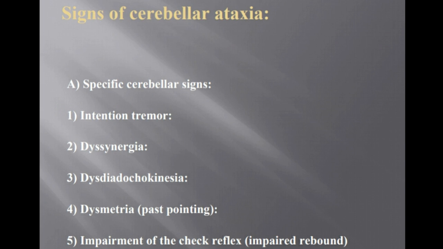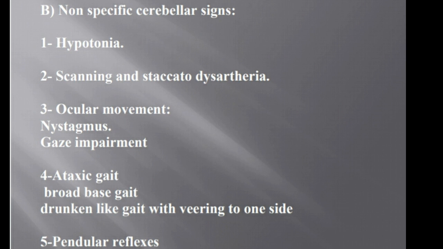The specific cerebellar signs are intention tremor, dyssynergia, dysdiadochokinesia, dysmetria, which means past pointing, and impairment of the check reflex or impaired rebound. The non-specific cerebellar signs: hypotonia, scanning and staccato dysarthria, ocular movement abnormalities like nystagmus and gaze impairment, ataxic gait, broad-based gait, or drunken-like gait with veering to one side, and pendular reflexes.